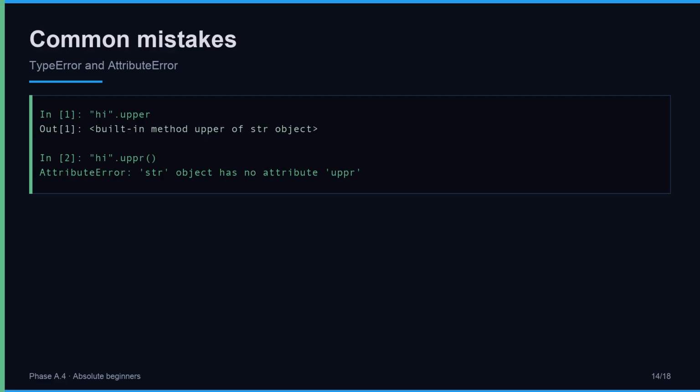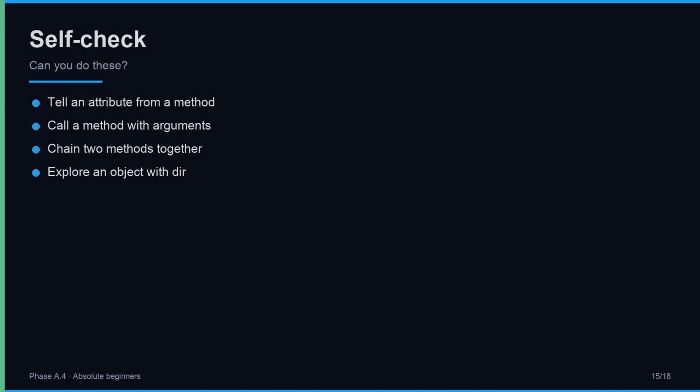Two clear errors. Quick self-check. Can you tell whether something is an attribute or a method by looking at the parentheses? Can you call a method that takes arguments? Can you chain two methods together? Can you use dir to see what an object has? If any feels shaky, re-watch that part and try it in your shell. Try each in your shell.